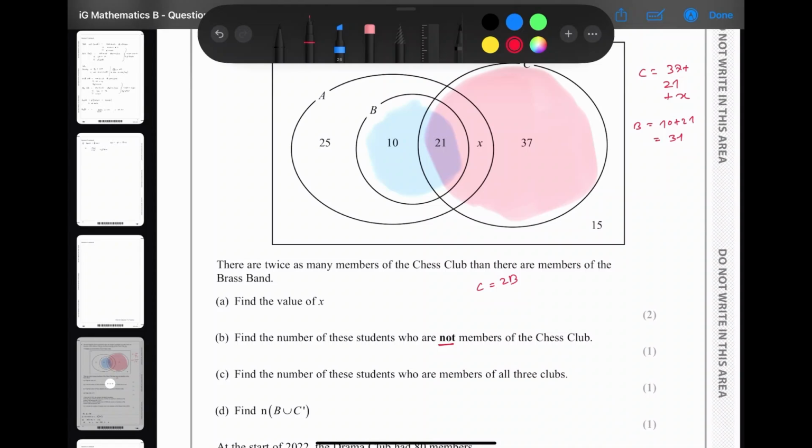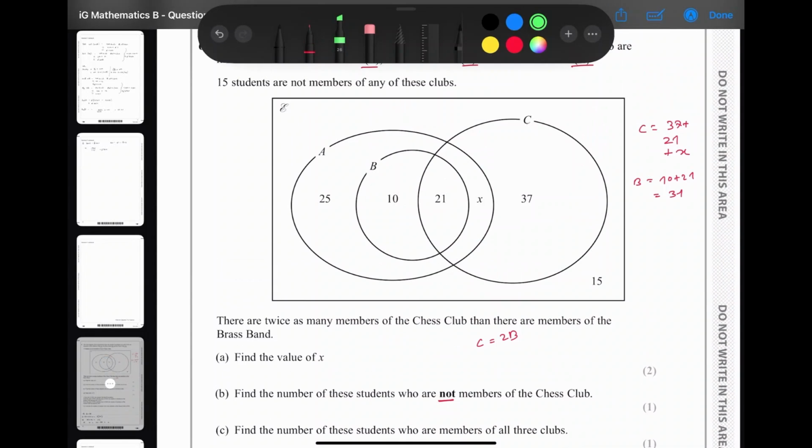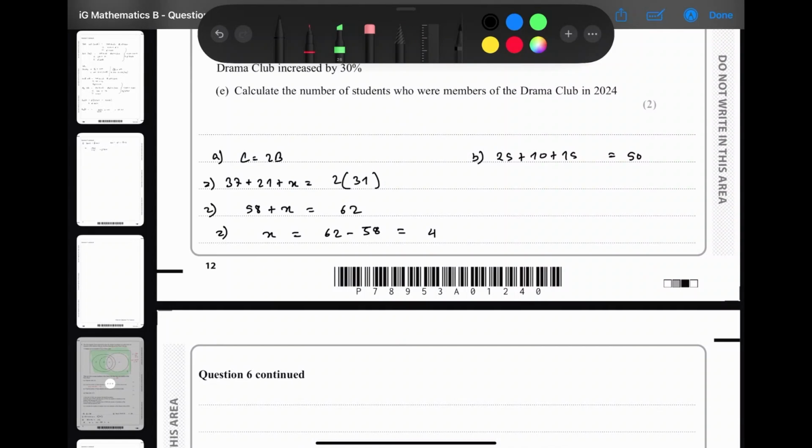For the second one, we just need to sum up all the numbers outside of C. These are all the numbers shaded in green that need to be added. We get our second answer as 50 members not in chess.